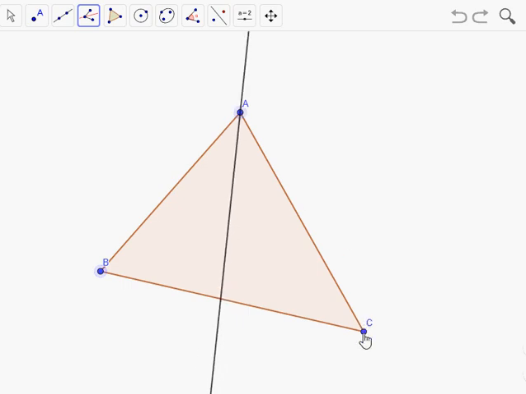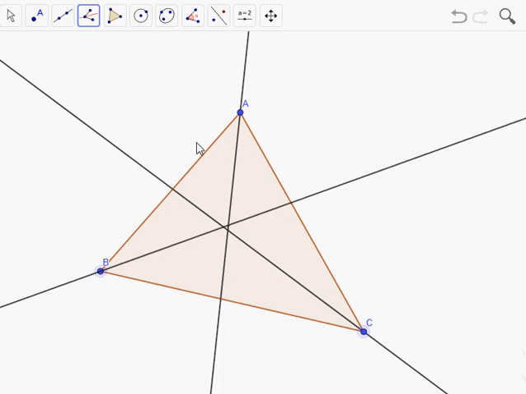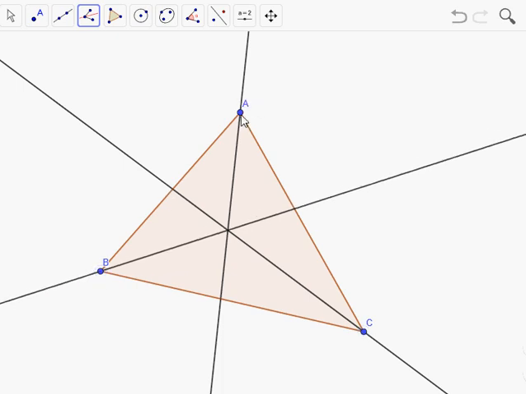There's the bisector for angle A. There's the bisector for angle C. And now the bisector for angle B. And this point then is the incenter of the triangle.